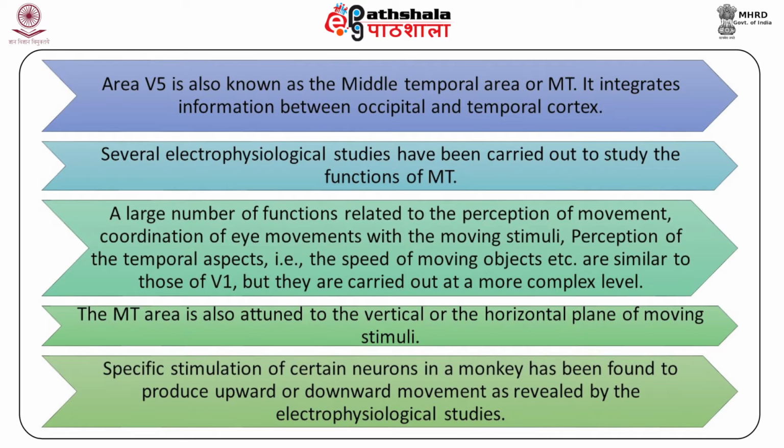The MT area is also attuned to the vertical or the horizontal plane of the moving stimuli. Specific stimulation of certain neurons in a monkey has been found to produce upward or downward movement as revealed by the electrophysiological studies. Such neurons respond to the direction of the movement as well. Area V6 performs higher order task of integrating vision with other sensory modalities.